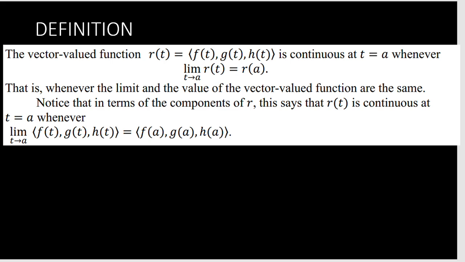Notice that in terms of the components of r, this will say that r of t is continuous at t is equal to a whenever the limit of f of t, g of t, h of t as t approaches a is equal to the value of the function at a, or otherwise f of a, g of a, and h of a. Let's look at an illustrative example.